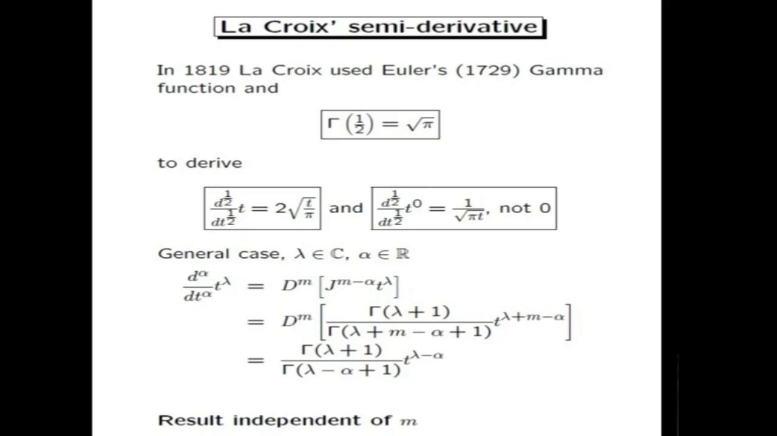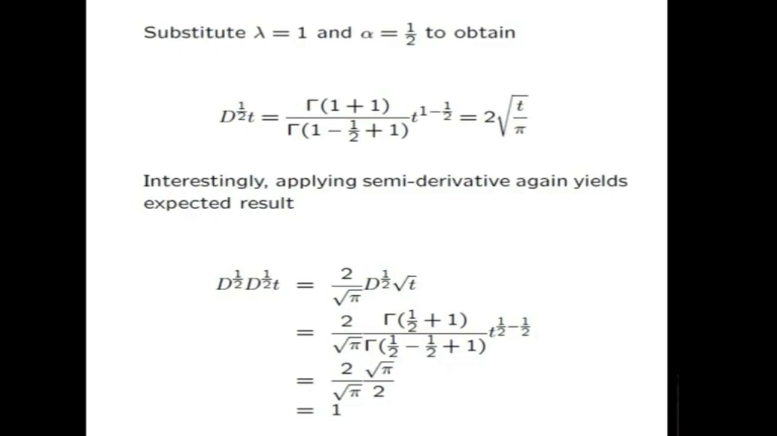Okay, so how he did this is by first considering the general case where alpha is a real number and lambda is a complex number, and he applied the alpha order derivative to a power function t to the lambda by using the Riemann-Liouville definition and quickly arriving at an interpolation formula. Notice that the result is independent of m, and so if you substitute 1 and alpha is a half, then you obtain the semi-derivative for c. Interestingly, applying the semi-derivative again, we obtain the expected result, this full derivative of t, which is 1.